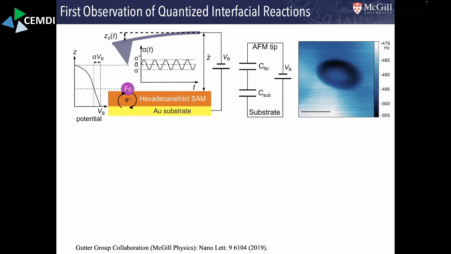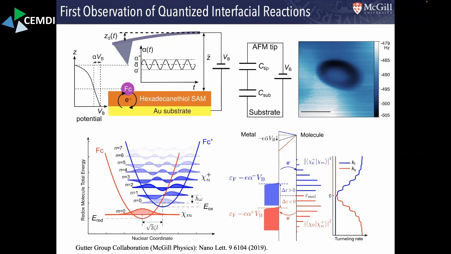And so they brought this AFM tip in, they biased this ferrocene. And if we take this same total energy to electronic structure energy here, you have discrete quantized levels where you can place an electron, and then levels where you can remove electrons. But instead of being a continuous distribution, they're discrete.